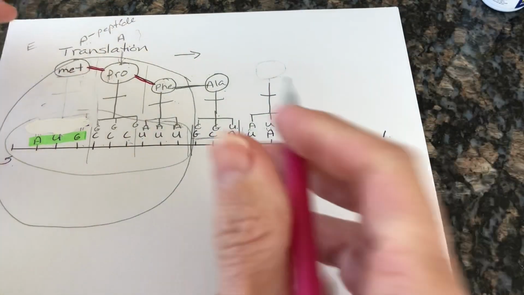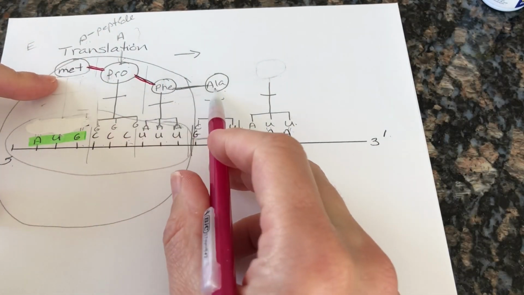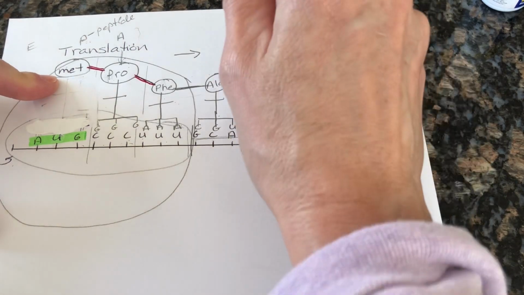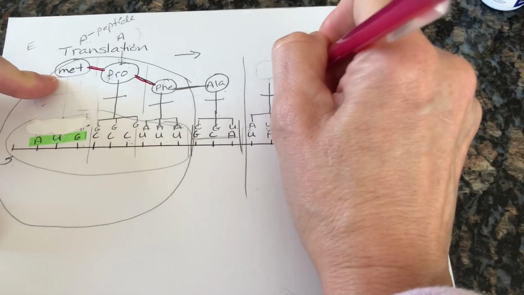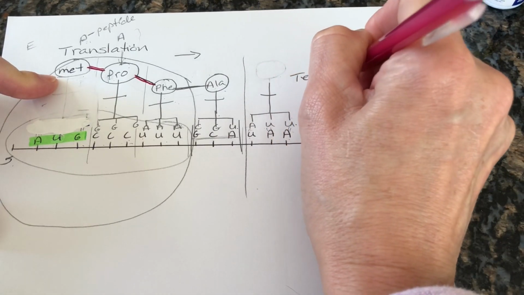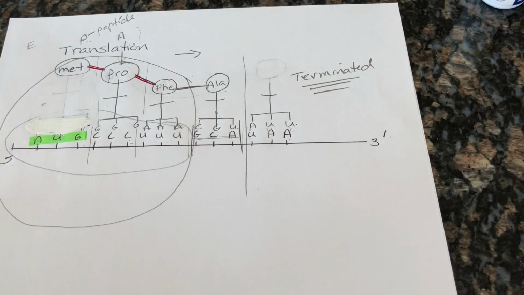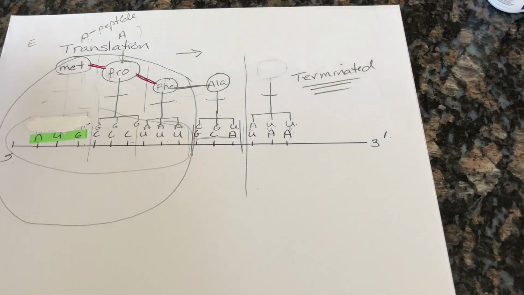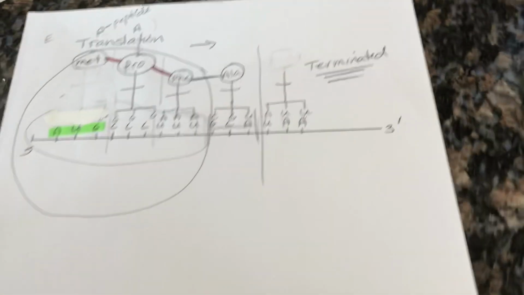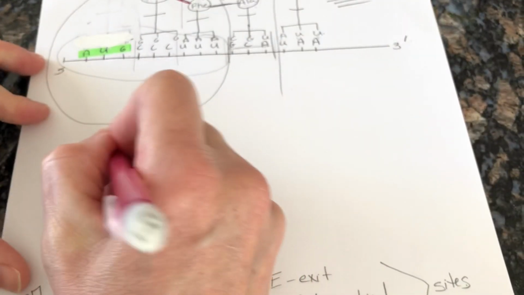And so what that means is that this is our polypeptide. This says terminate, okay? In other words, we have finished protein synthesis. We are terminated, okay? That's our point of termination. And so what did you make? You made met, pro, phe, ala.